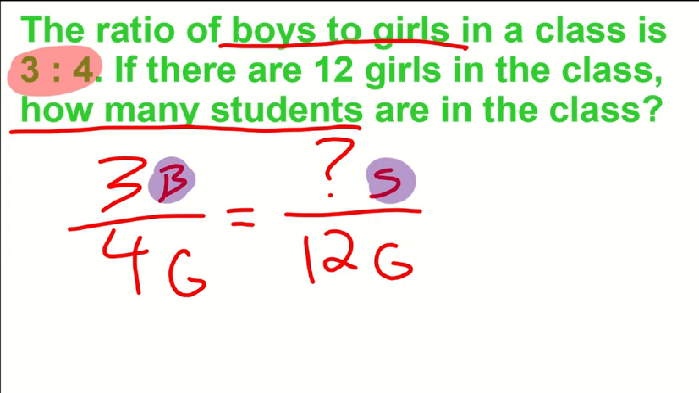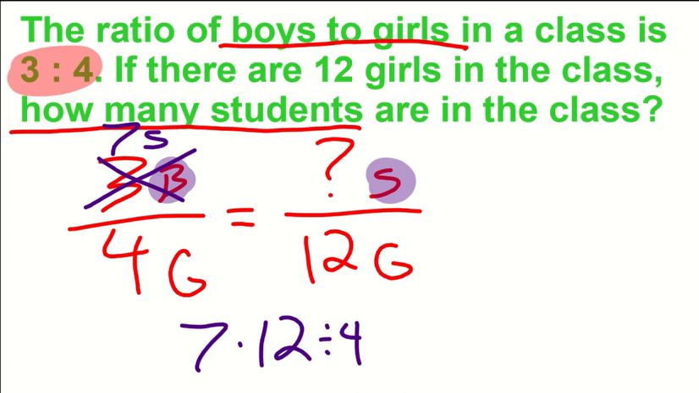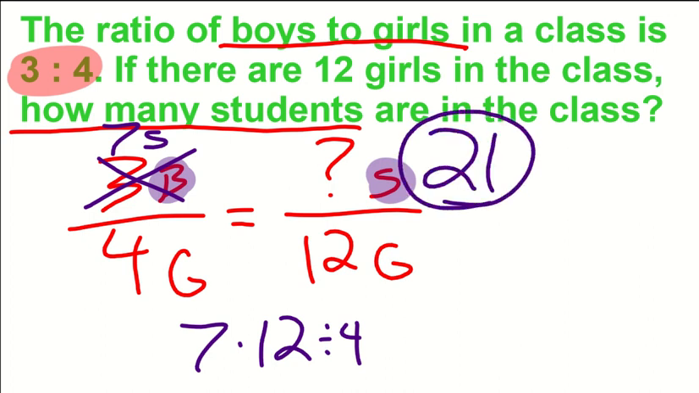7. If it's a total, that's all you're doing is adding them up. So instead of using the 3 boys, we're going to use 7 total students. Okay? Everybody follow what we did there? So now we do 7 times 12 divided by 4. And that gives us 21 students in the class. Okay? Any questions on this? Yeah.